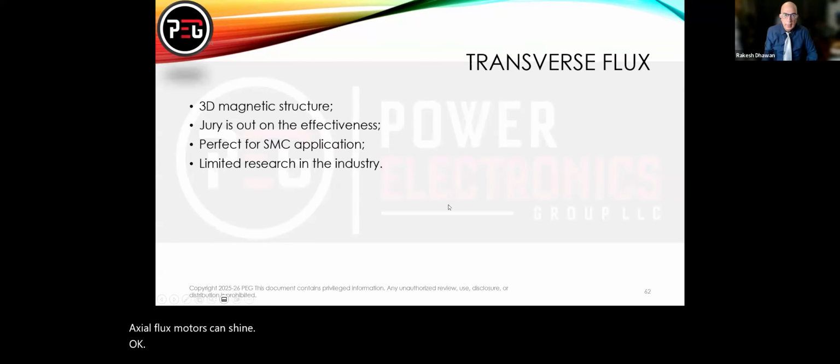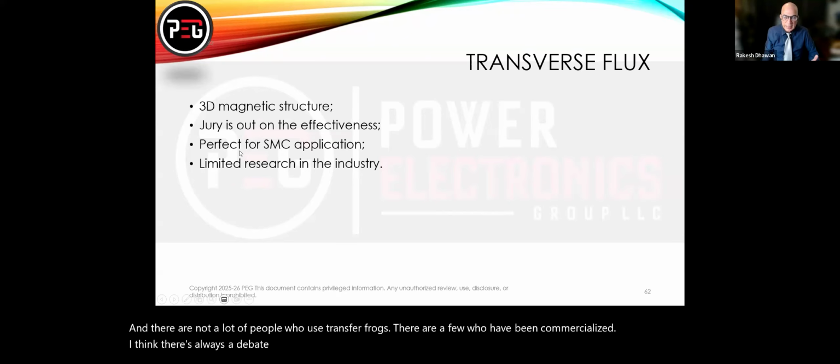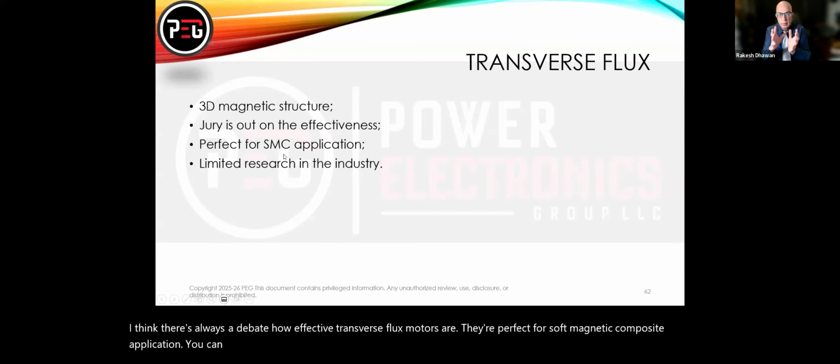shine, okay? And transverse flux is also a 3D magnetic structure. There are not a lot of people who have used transverse flux. There are a few who have been commercialized. I think there's always a debate about how effective transverse flux motors are. They are perfect for soft magnetic composite application. You can actually mold the poles the way you want. And that's the beauty of it, right?